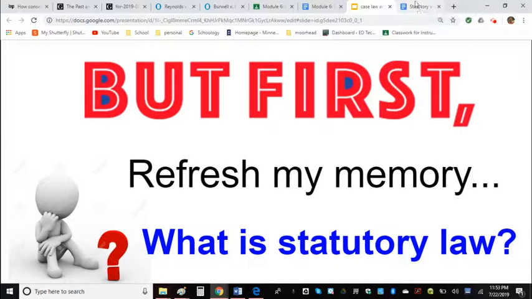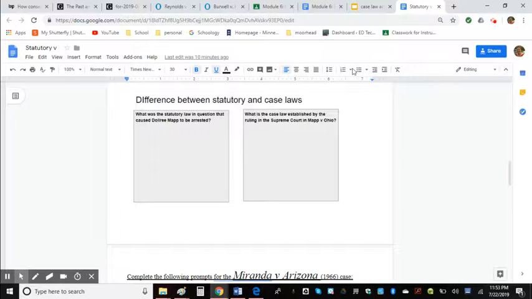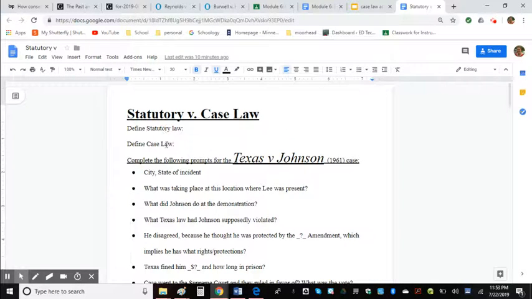Now, on the assignment that I have set out for you and have given you access to, the first 2 questions you're going to be asked are to define statutory law and define case law. This is where that part is going to come in.